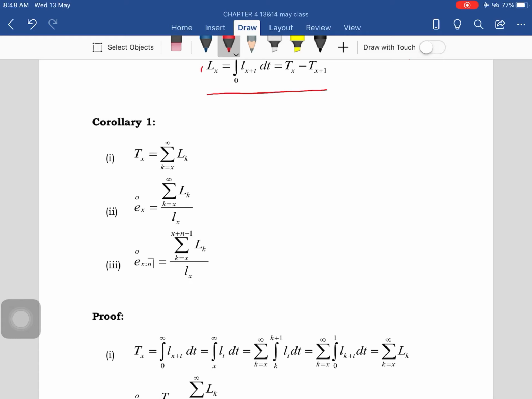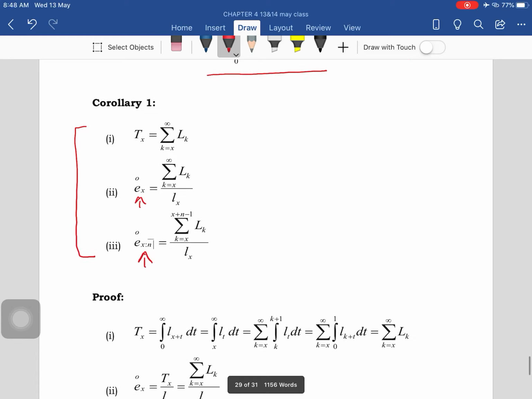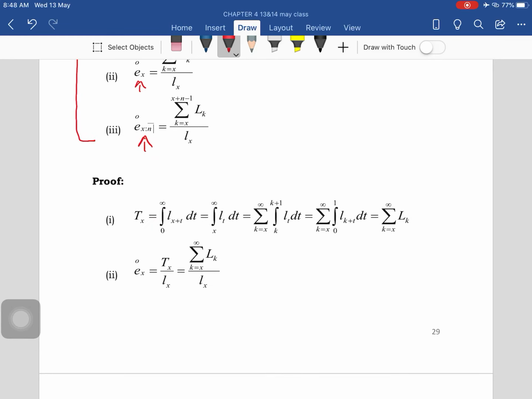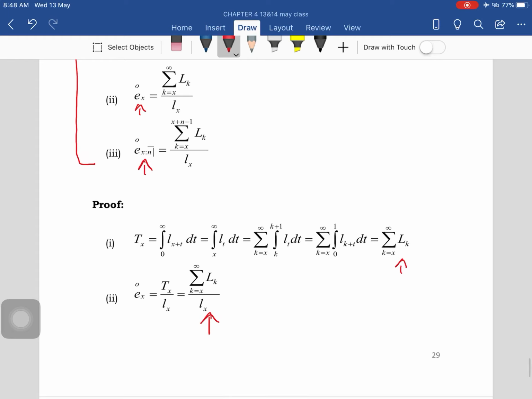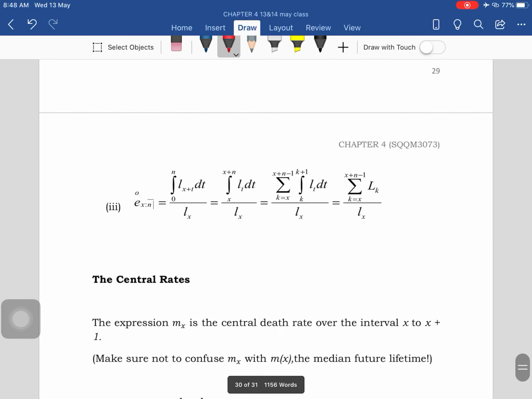Okay, this is corollary. So you can see the relationship between Tx and Lx, ex, and Lx. So this is for whole life, and this is for interval x to x plus n. Okay, don't worry about proving. You just have to know the formula. So this is for summation, for discrete. So this is the relationship between discrete and continuous.